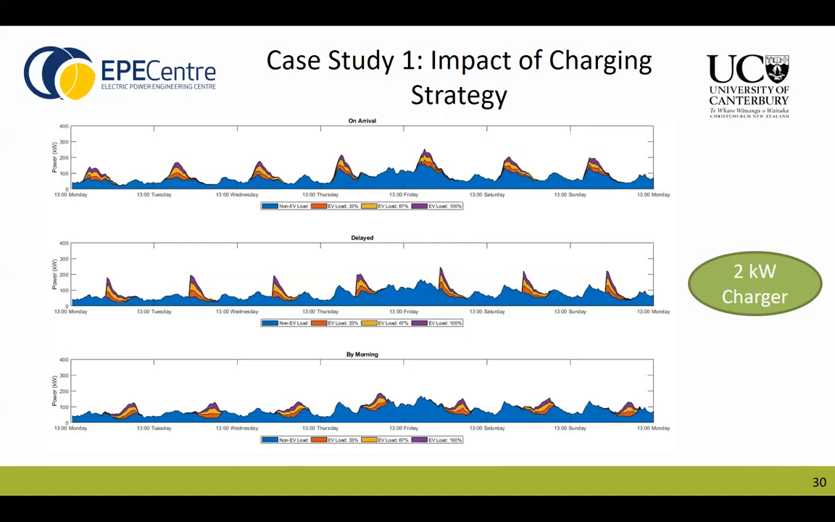So what we can see in the load profiles here are the aggregated load profiles, so the LV transformer load profile for 7 consecutive days, Monday through Sunday. So Monday, Tuesday, Wednesday, Thursday, Friday, and so on. The blue load profile corresponds to non-EV loads. This is the baseline case. And then the red, yellow, and purple profiles are the additional loads due to EVs at 3 different penetration levels. So 30% in red, 67% in yellow, and 100% in purple.